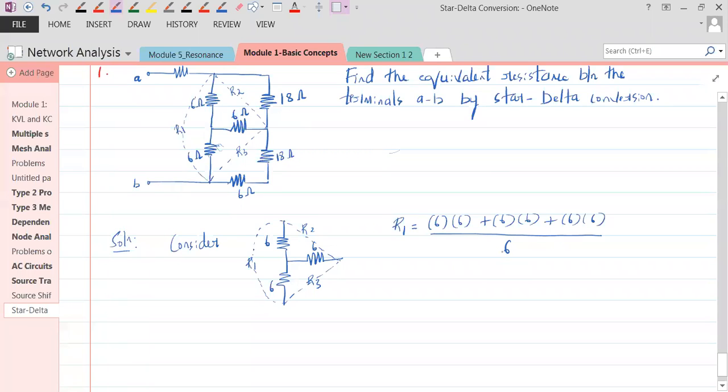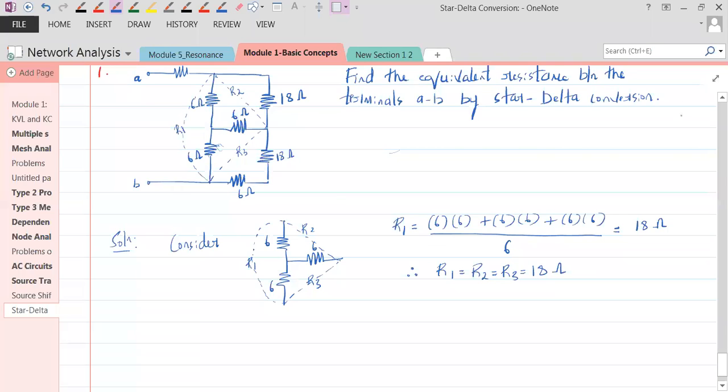So this is R1. If this is R1, what is R2? R2 is also going to be the same. What is R3? R3 is also going to be the same. All the three resistors that we are going to obtain now are going to be the same because all the resistors in that star are the same. Everybody understand that? So R1 is what? If you do this, you will obtain R1 equal to 18 ohms. And since all the resistors are same in that star, R1 is equal to R2, and R2 is equal to R3, and that's equal to 18 ohms.